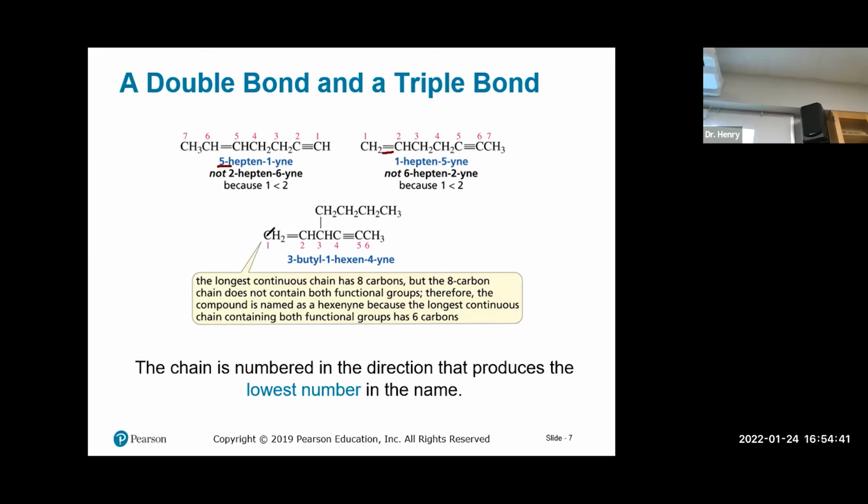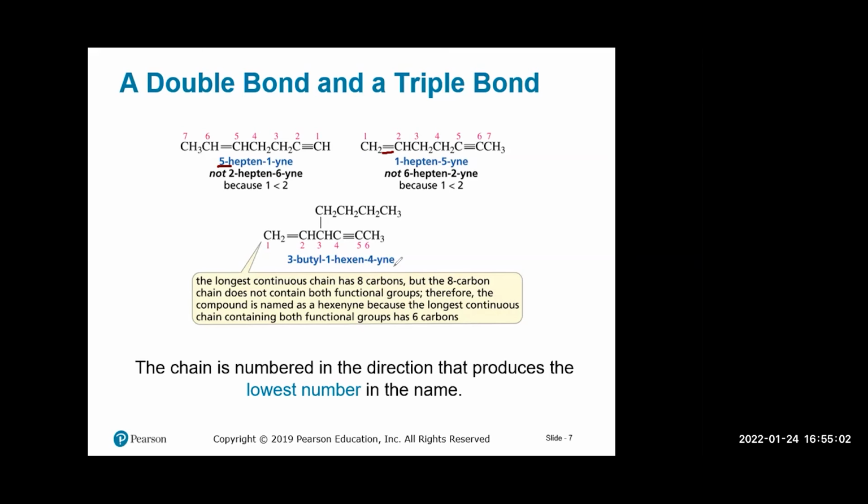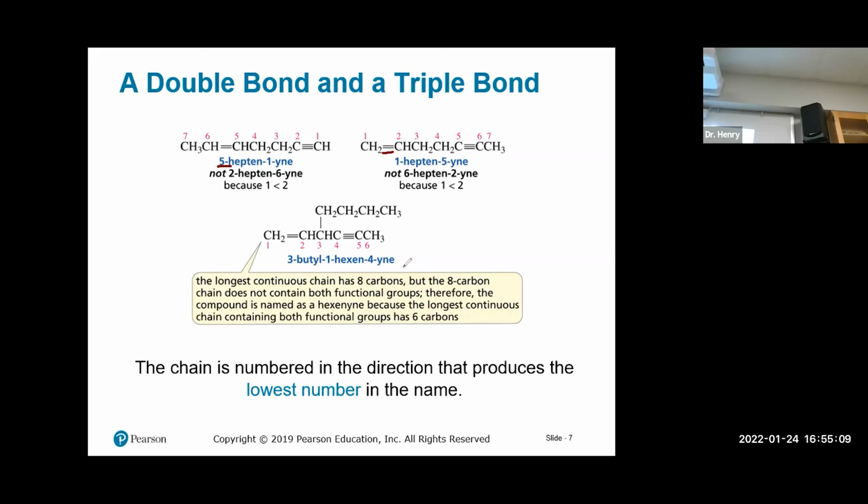okay. So here we have 1, 2, 3, 4, 5, 6. Or we can start the other way. It would have been 1, 2. So the 1 has the lowest priority. So in this case, this guy would be called 3-butyl-1-hexene fluorine. Okay. So let's give it a shot with you guys.